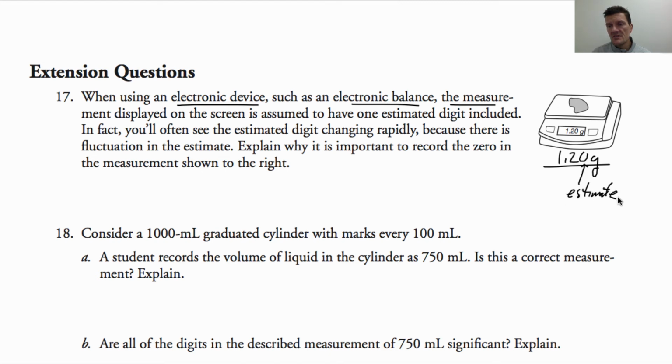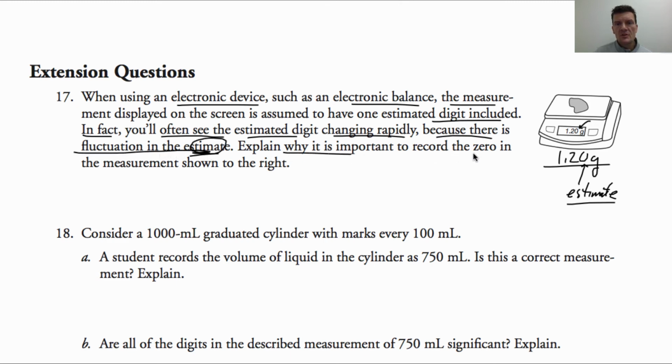Even a digital scale like this, a digital balance, is going to be uncertain, because there is fluctuation in the estimated digit. In fact, you'll often see the estimated digit changing rapidly. This last 0 here might go up 1 or back down to 19. So that might fluctuate back and forth slightly because it's not certain. There is fluctuation in the estimate.